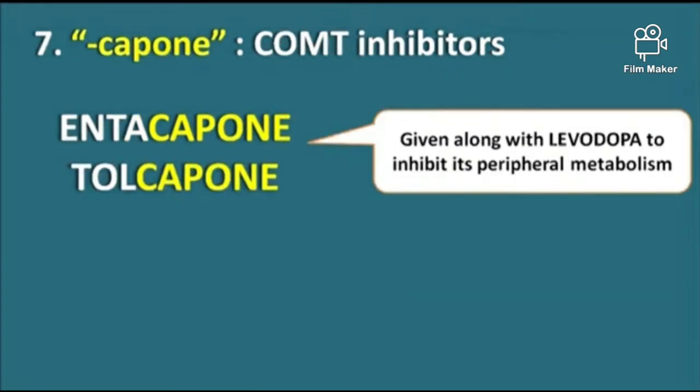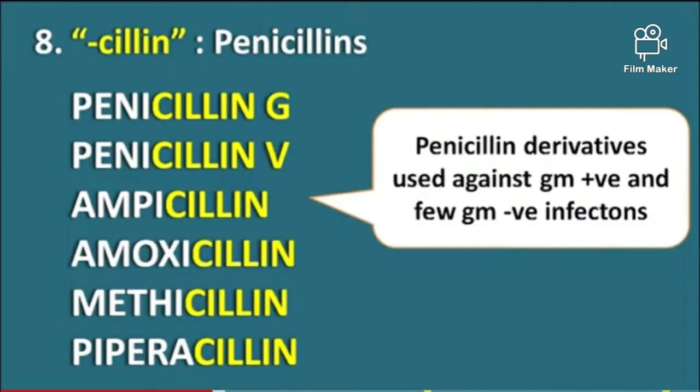Capone, COMT inhibitors: entacapone, tolcapone, given along with levodopa to inhibit its peripheral metabolism. Catechol O-methyltransferase inhibitors. Cillins, penicillins: penicillin G, penicillin V, ampicillin, amoxicillin, methicillin, piperacillin. Penicillin derivatives are used in gram positive and a few gram negative infections.